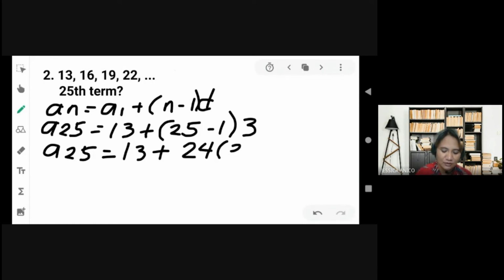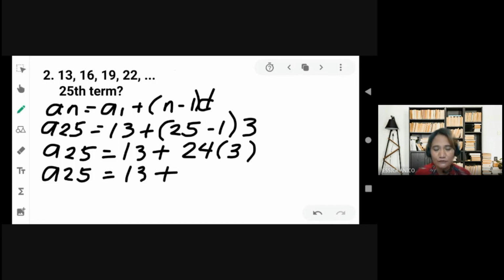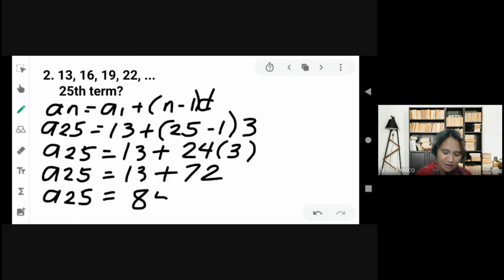Multiply sa common difference. A sub 25 is equals to 13 plus 24 times 3. We have 72. So, ang a sub 25 natin is the sum of 13 and 72, which is 85. So, ang ating 25th term ay 85. Ganun lang po siya, ha? Okay.